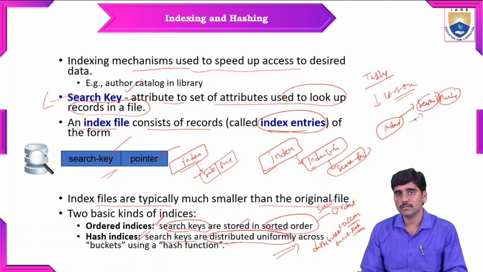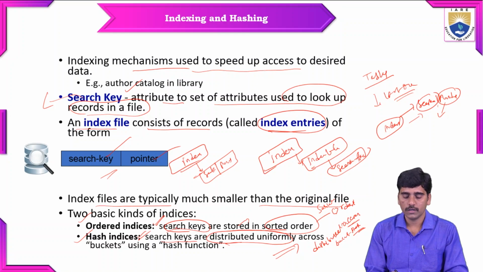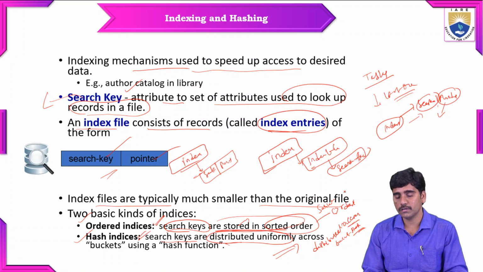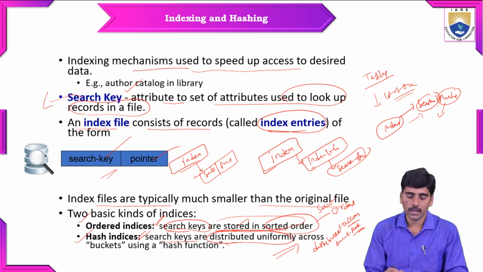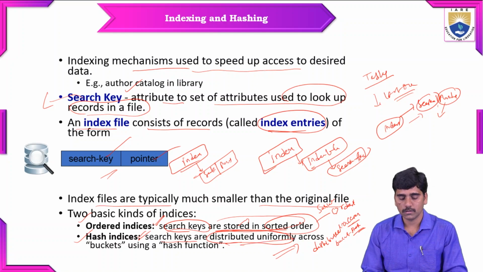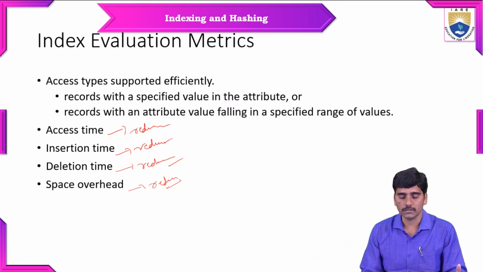The search key searches for all the records, and the pointer points to the next record of the file. There are two types of indexes. One is ordered indexes and the second one is hash indexes. Ordered indexes are those where search keys are stored in sorted order. And hash indexes are those where search keys are uniformly distributed across all the buckets using a hash function.